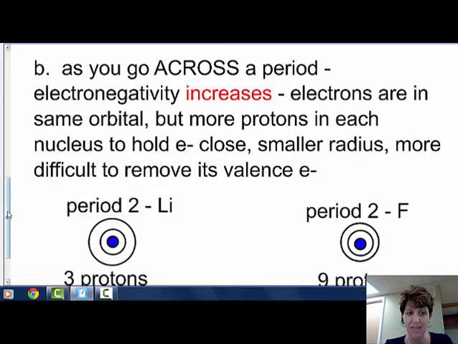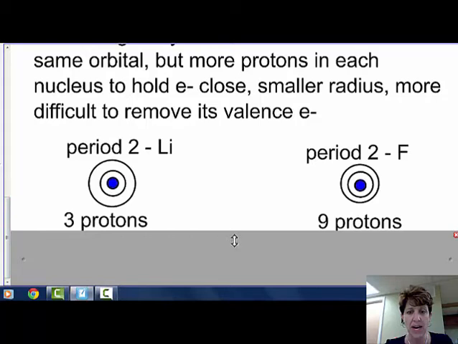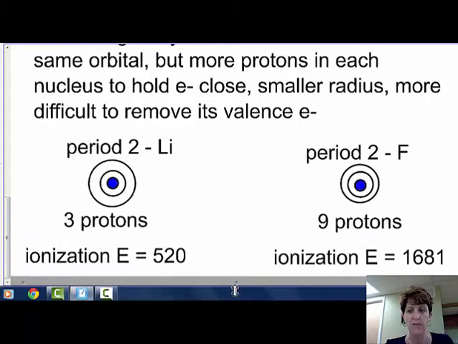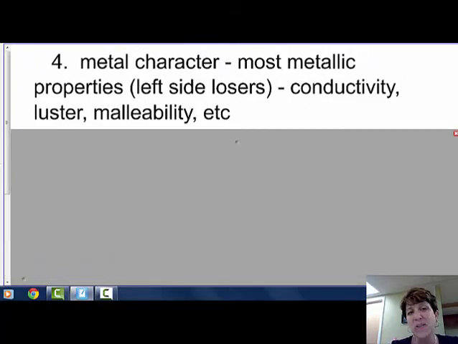Period 2, again, I have lithium and fluorine, and we already talked about that fluorine has the highest electronegativity. It also has the highest ionization energy, which means it has those 7 valence electrons held very tightly, and you're not going to be able to take any of them away. Whereas lithium just has 1 valence, and it's sort of like, oh, yes, take this. So it has a larger radius, easier to remove its outer electron, much more difficult to remove this one's outer electron. All right, the rest of the notes are going to be quite easy because we've already talked about them.